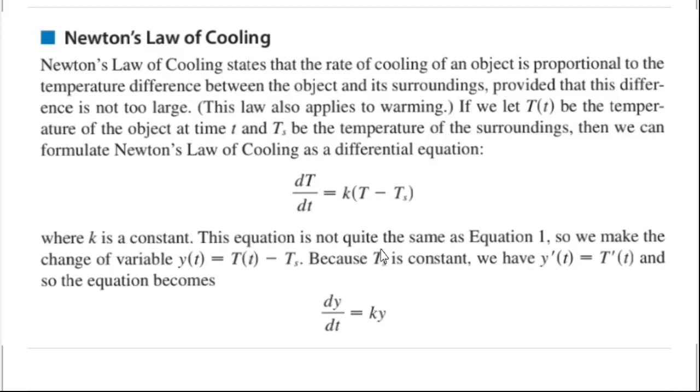This equation is not quite the same as equation 1. So we make the change of variable to be y of t, which is T of t minus Ts, because Ts is constant, we have derivative of y, that means change in y with respect to time, and so the equation becomes dy/dt is equal to ky.